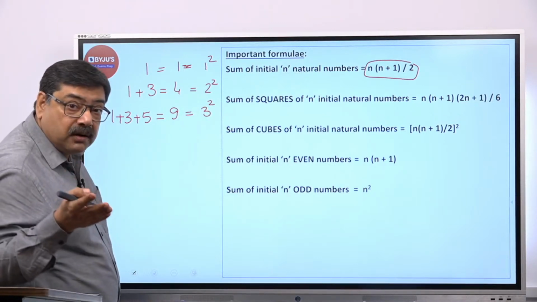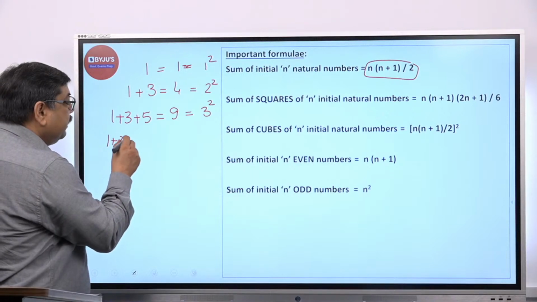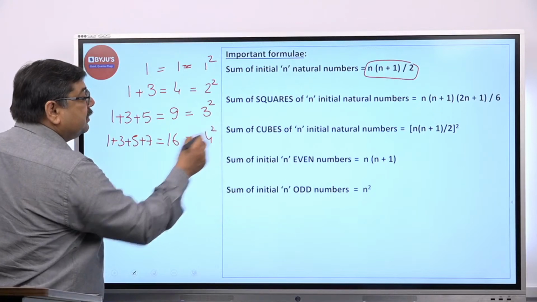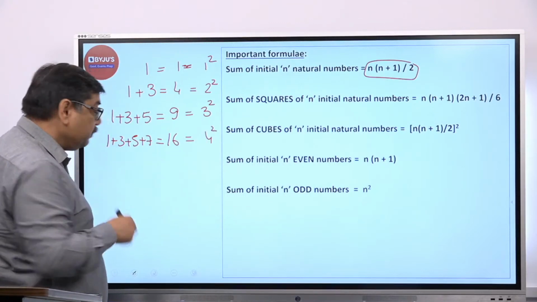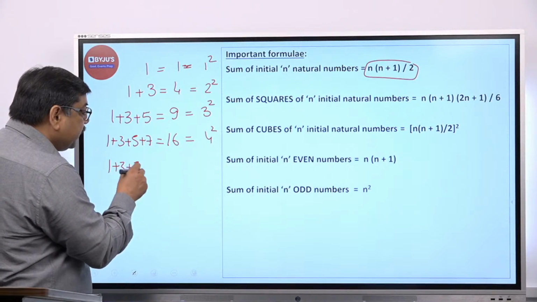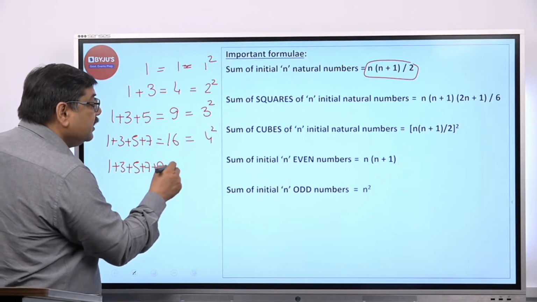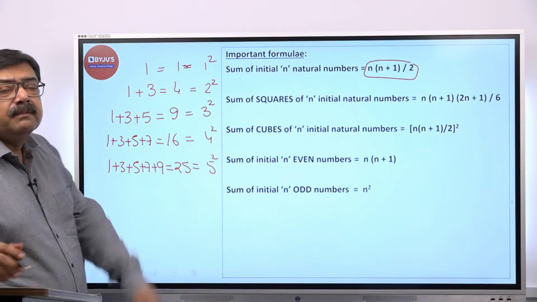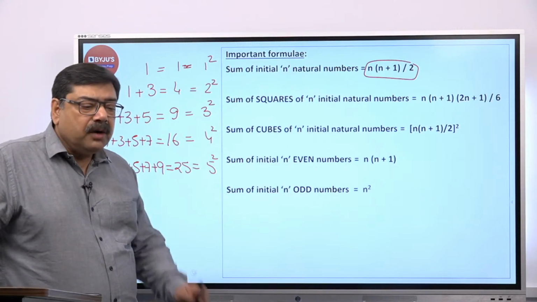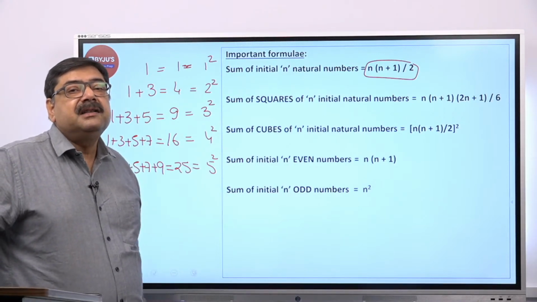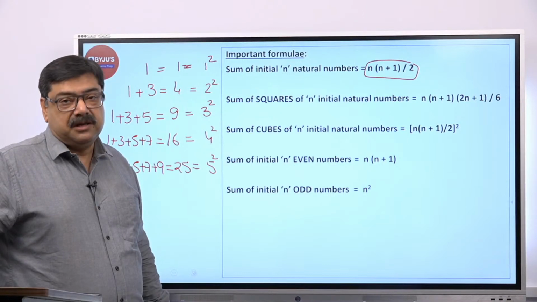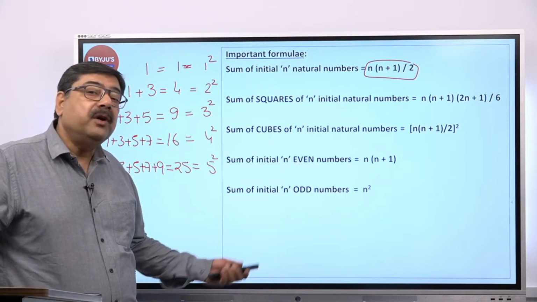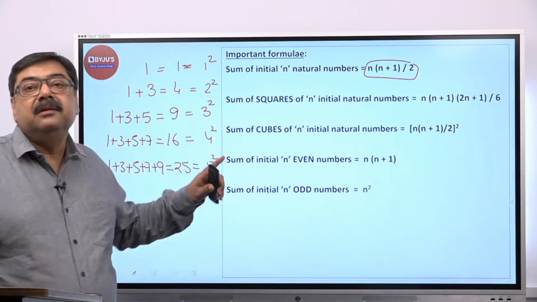Sum of first 4 odd numbers, see, 1 plus 3 plus 5 plus 7, maybe some of you might not have noticed this. Now this is so simple. Sum of first 5 odd numbers, 1 plus 3 plus 5 plus 7 plus 9, that is 25, which is nothing but 5 square and so on. So now if I ask you what would be the sum of first 12 odd numbers, the only thing you need to do is take 12 square, which is nothing but 144. You don't have to add all these numbers.